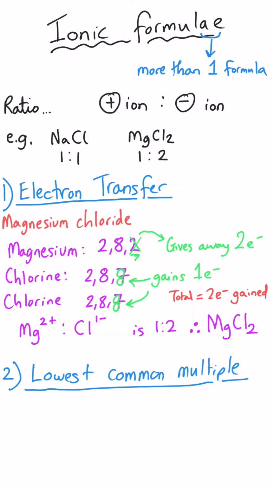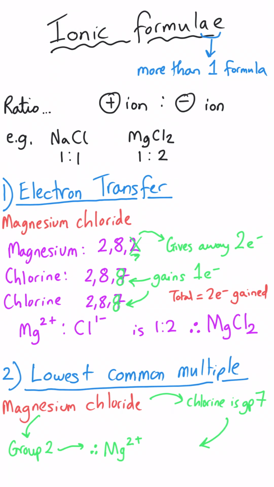The second method is similar. It's the lowest common multiple method, and that relies on you working out what the charge of the ions will be. So magnesium is in group 2. It will be 2+. Chlorine is in group 7, so the chloride ion will be 1-. And so the lowest common multiple of 2 and 1 is 2. Magnesium is already at that multiple, 2, so that means we only need 1 magnesium. Chlorine, though, chloride, is 1-, so we need a second one of them. So the common multiple there is we need 2 of the chloride ions, so the formula is MgCl2. So you can see we get the same formula whichever method we use.